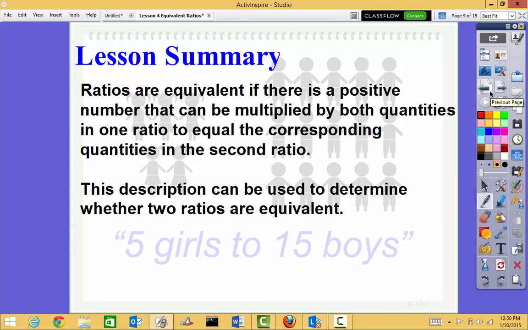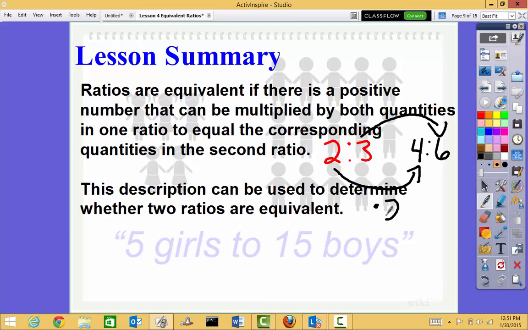Alright, our lesson summary. Ratios are equivalent if there is a positive number that can be multiplied by both quantities in one ratio to equal the corresponding quantities in the second ratio. So all that's saying is, if I have a ratio of 2 to 3, if it's to be equivalent to another ratio, then I have to multiply each one by the same number. So this example, they have to both be by 2.